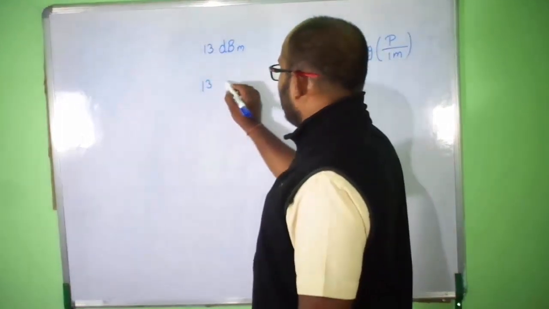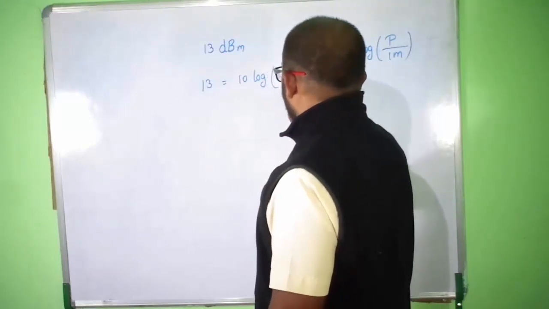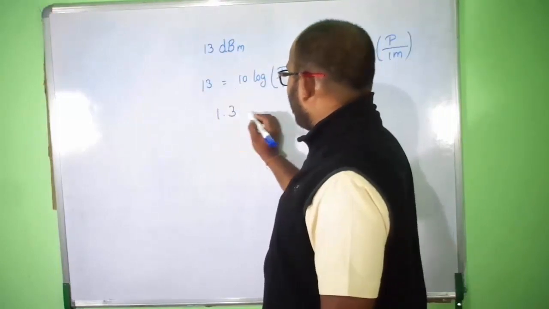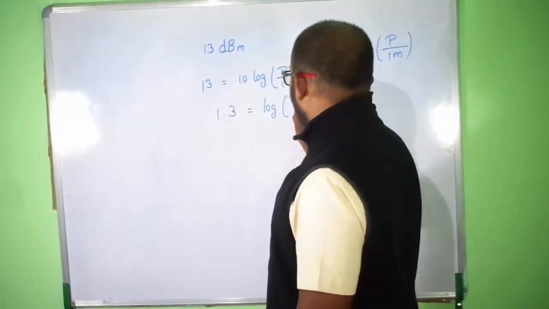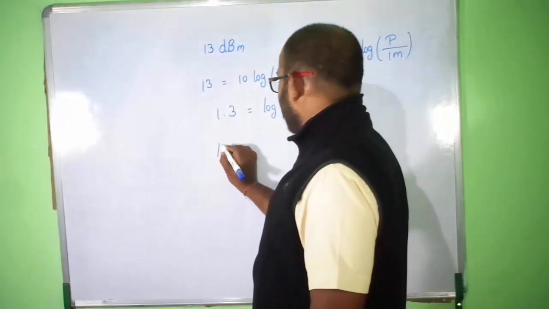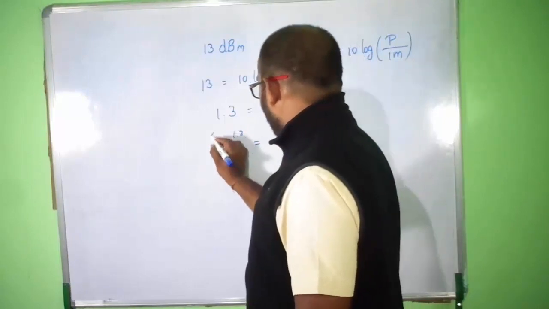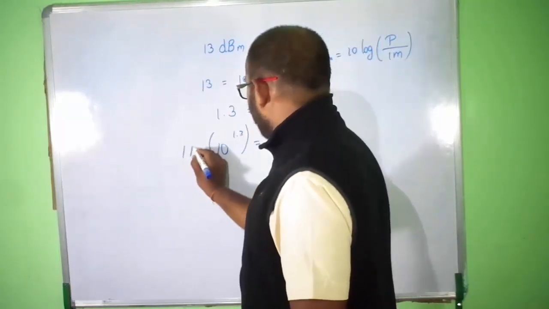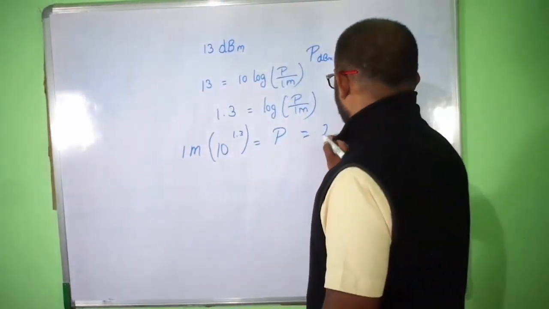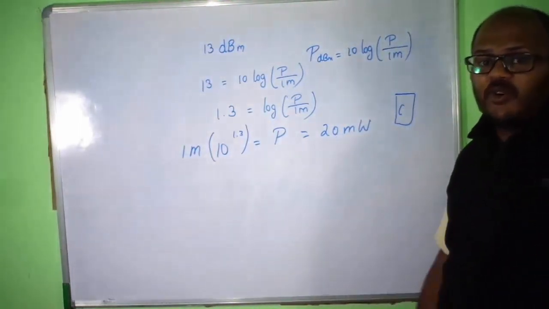So 13 is equal to 10 log of P divided by 1 milli. 13 divided by 10 is 1.3, which is equal to log of P divided by 1 milli. In order to cancel this log, I take 10 power 1.3, which is equal to P divided by 1 milli. So I send this 1 milli over here, and the answer you will get is 20 milliwatt. That is option C.